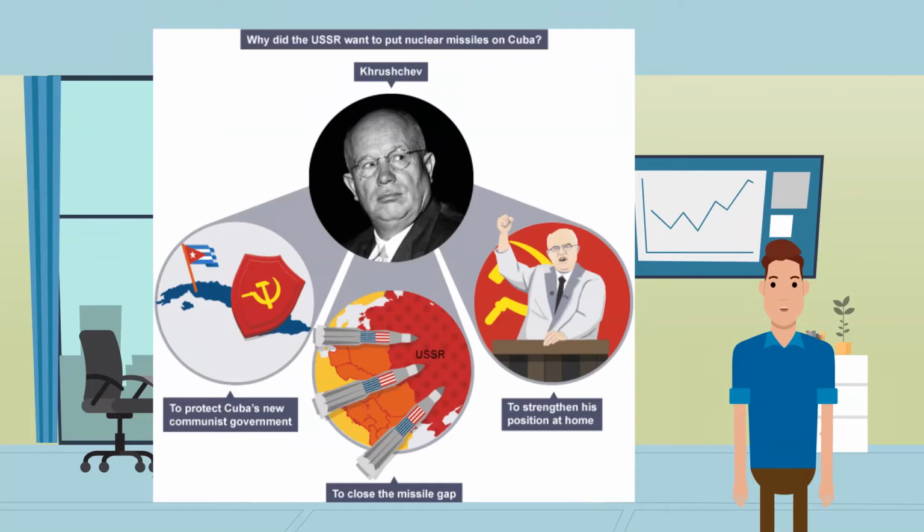Secondly, domestic politics. Khrushchev wanted to strengthen his political position in the USSR and show his government that he wasn't soft on America. Thirdly, to protect Cuba. Khrushchev wanted to support the new communist country in Uncle Sam's backyard. The failed Bay of Pigs invasion in 1961 helped to justify the argument that Cuba needed protection.